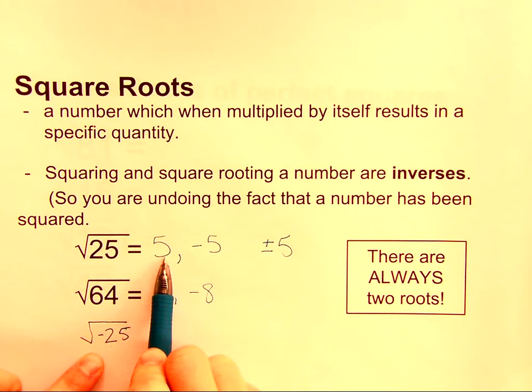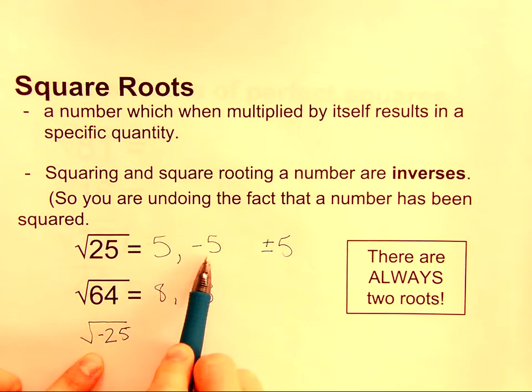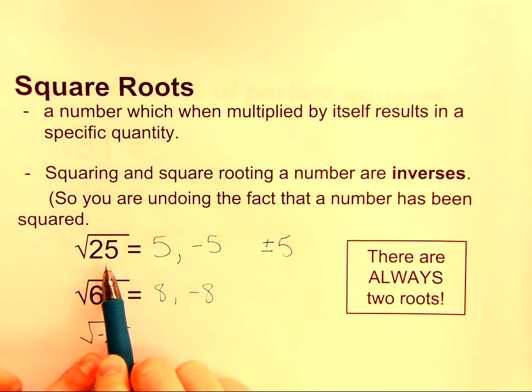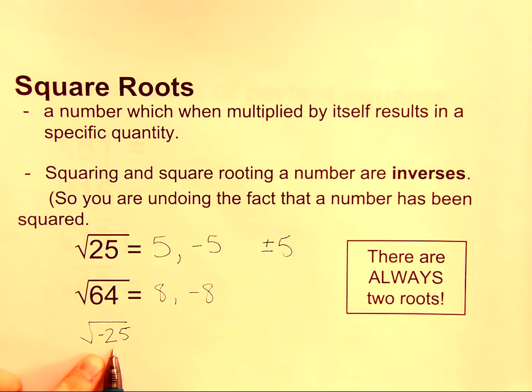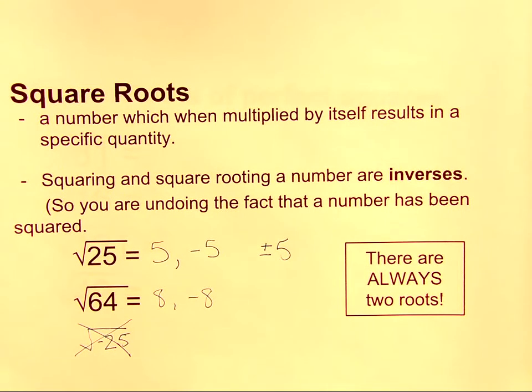Okay, 5 times 5 is positive 25. Negative 5 times negative 5 is still positive 25. So there's no way I can get the root of this negative 25. So if you type that into your calculator later when we get to the calculator section, it will actually say error. Okay, there is no answer there.